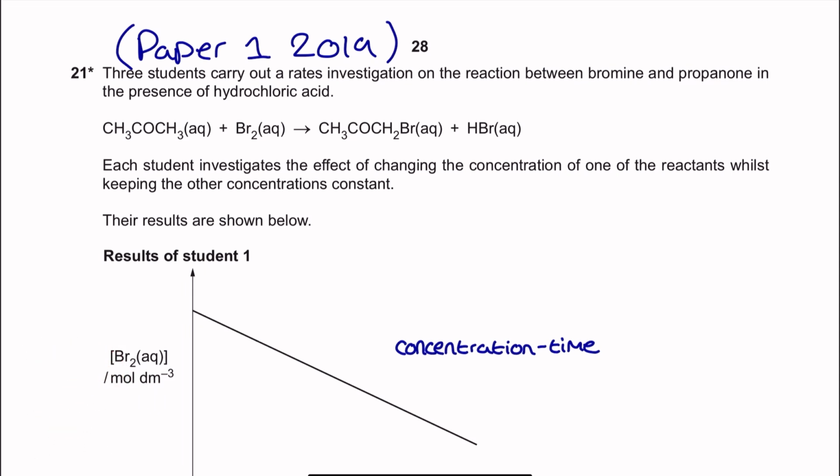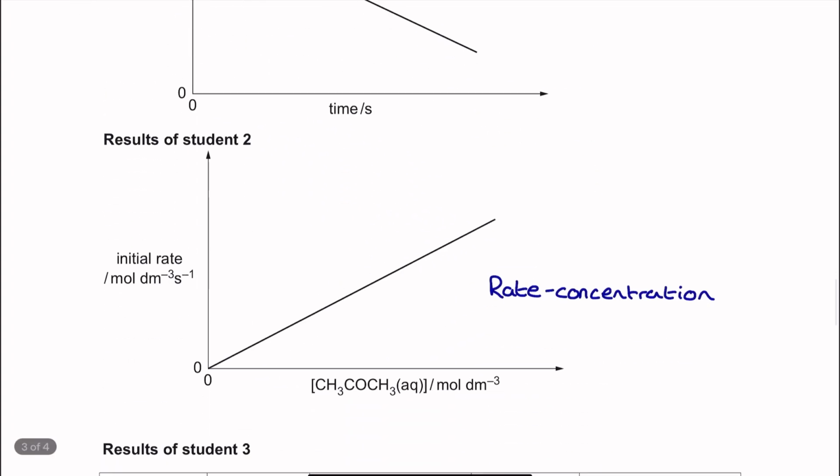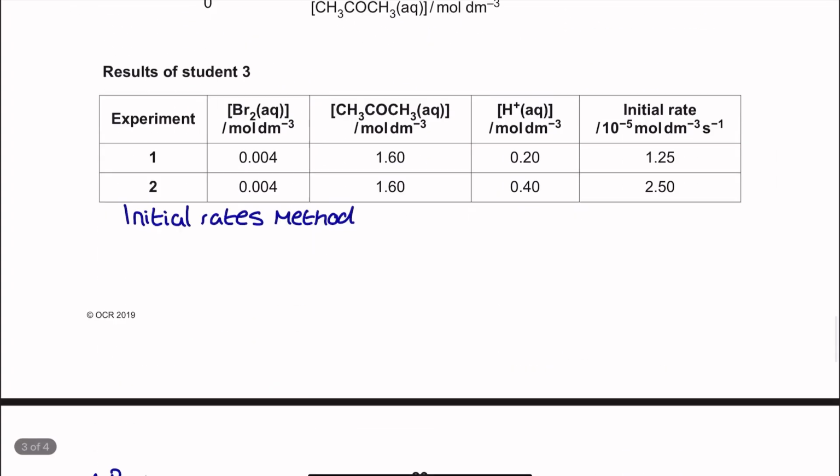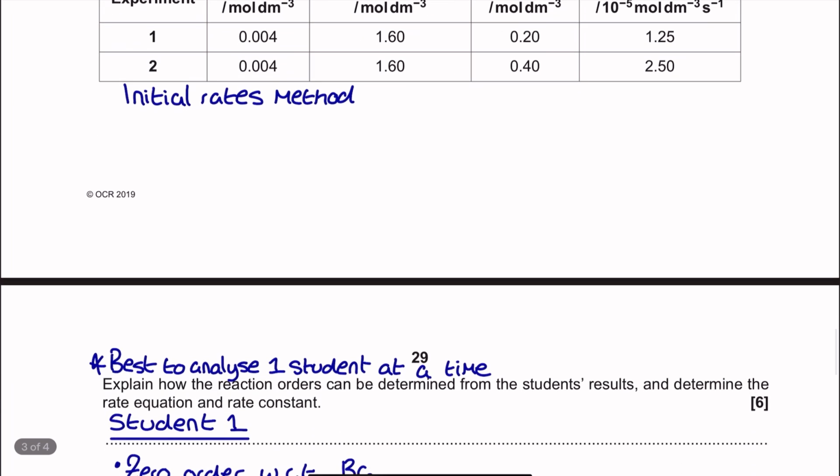We've got 3 different students here who have investigated the rate of reaction between bromine and propanone in the presence of hydrochloric acid. Each student investigates the effect of changing the concentration of one of the reactants whilst keeping the other concentrations constant. And what we've got here are 3 different kinds of data, and the instruction from the question that you can just see at the bottom now is to explain how the reaction orders can be determined from the students' results and determine the rate equation and the rate constant.